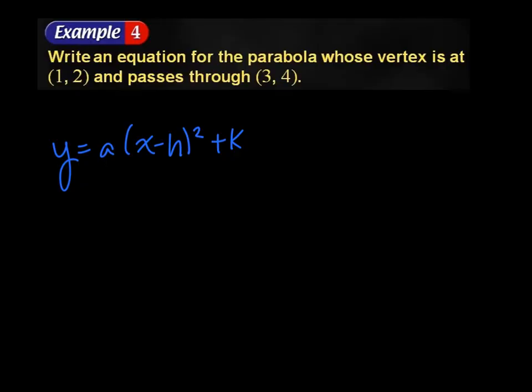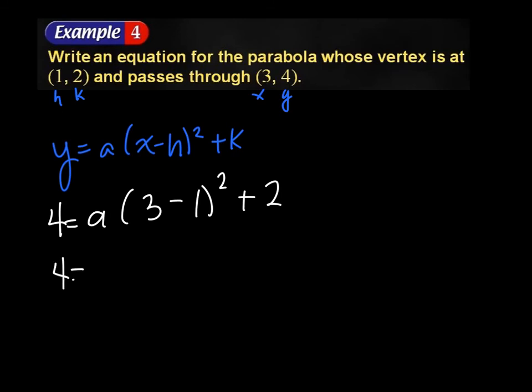Write an equation of the parabola whose vertex is at 1, 2, so there's our h, k, and passes through the point 3, 4. So there is one x and one y value that's on our parabola. So out of the whole equation, the only thing I don't know is a. We can do that. So if we substitute in 4 for y, I don't know a. I'm going to substitute in 3 for x, 1 for h, and 2 for k. So I have 4 equals a times 3 minus 1 is 2 squared.